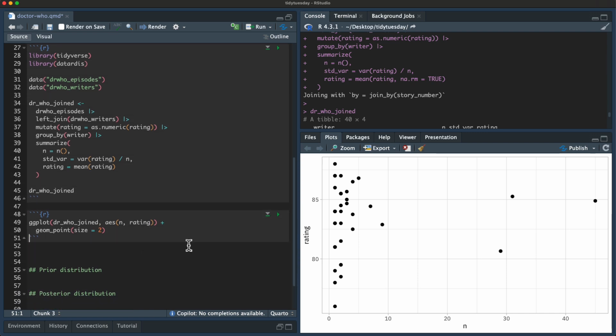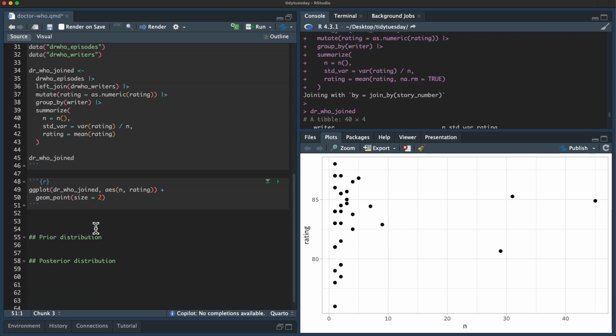So Empirical Bayes means that instead of just deciding what my prior will be, we use the data that we have, this data right here, to make a prior. And then that's the prior that we use with Bayes' theorem to adjust and get to our posterior distribution. So let's make our prior distribution.